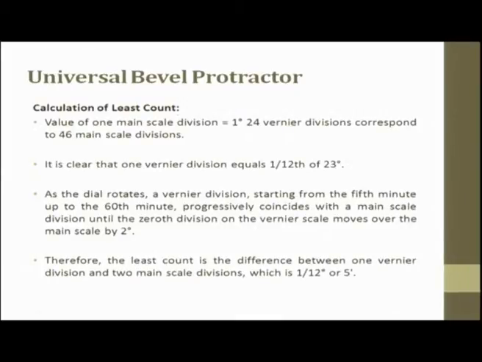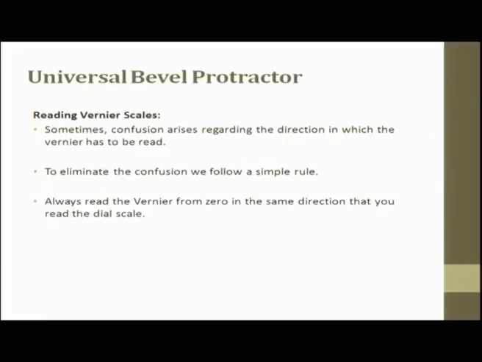So, calculation of the least count, value of one main scale division. Then it is clear that one vernier division equals 1/12 of 23 degrees. As the dial rotates, a vernier division, from the 5th minute up to the 60th minute, progressively coincides with the main scale division, until the 0th division of the vernier moves over the main scale division by 2 degrees. Therefore, the least count is the difference between one vernier division and two main scale divisions, which is 1/12 or 5 minutes.